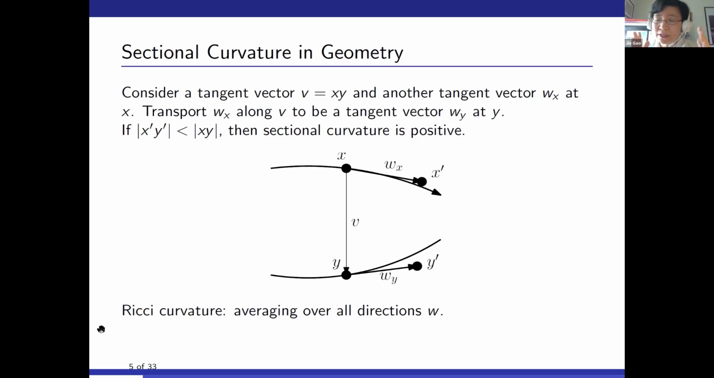Okay, for the case of a sphere, actually these two tangent vectors are going to converge. They're coming closer. So the notion of sectional curvature is to examine the distance between X prime and Y prime on the picture, and the distance between X and Y. And depending on which one is greater or smaller, we can define correspondingly the sectional curvature for this vector. And with sectional curvature, we can go ahead and define Ricci curvature, which is basically averaging over all directions of the tangent vector W defined at X.